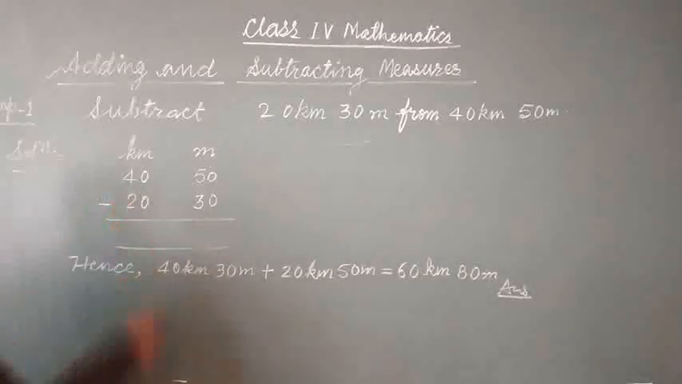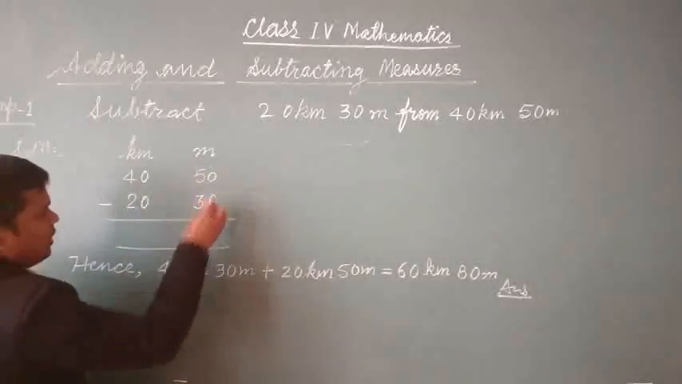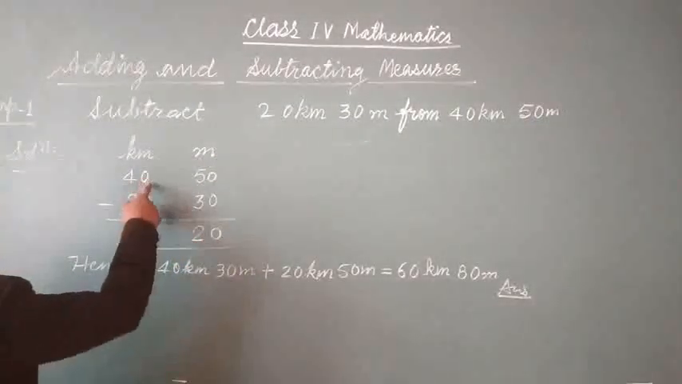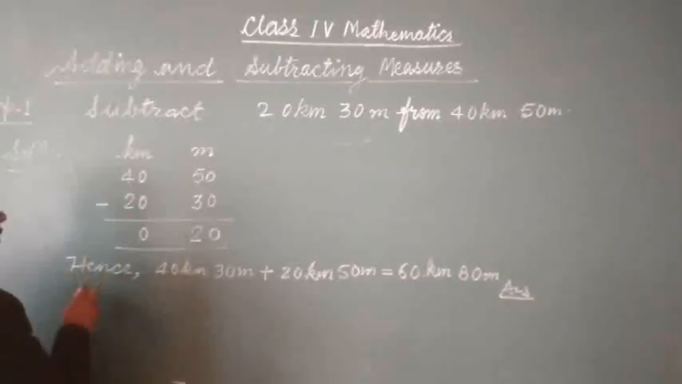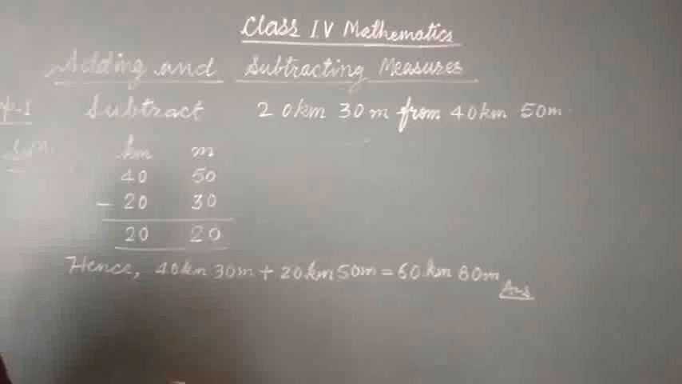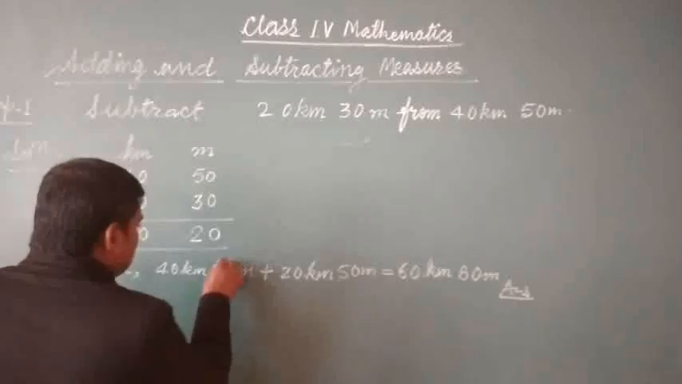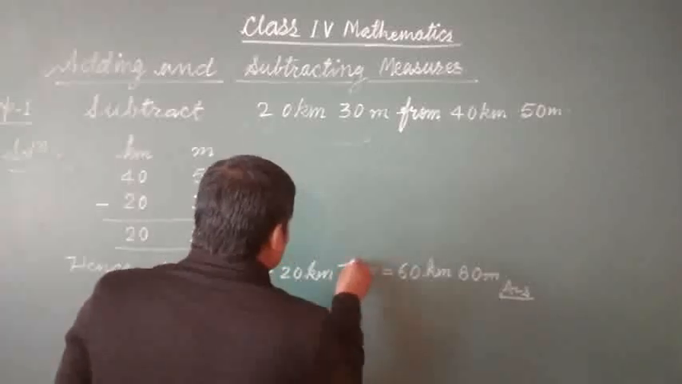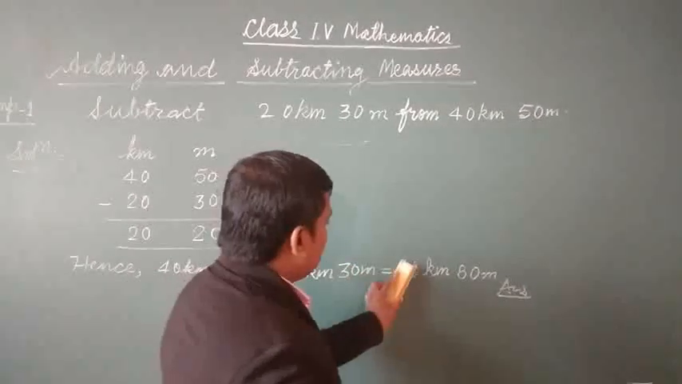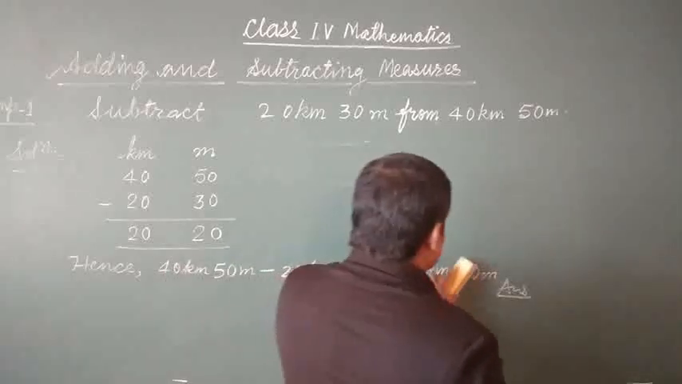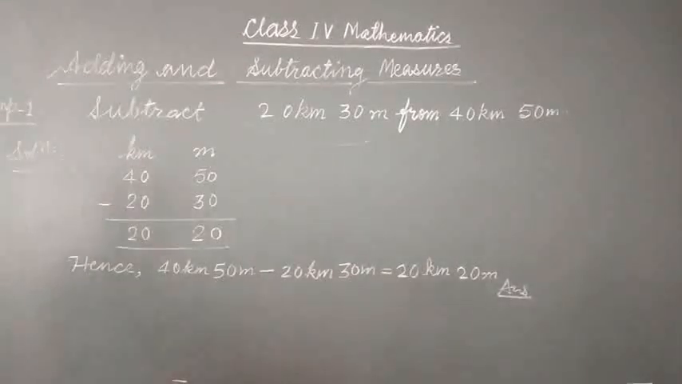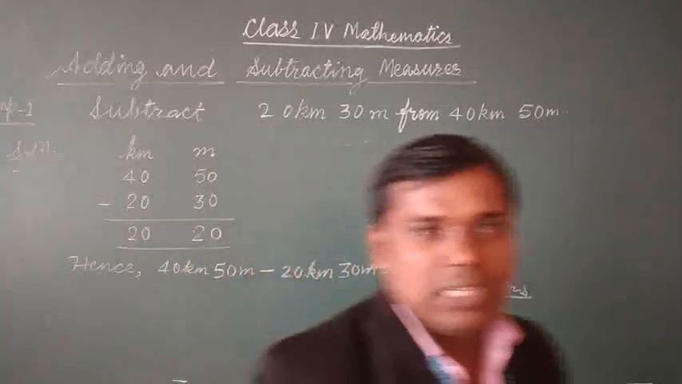So here we write minus. 0 minus 0, 0, 5 minus 3, 2, and 0 minus 0, 0, and 4 minus 2, 2. So the answer will be 20 kilometer and 20 meter. So like this you can do the addition and subtraction of the given measures.